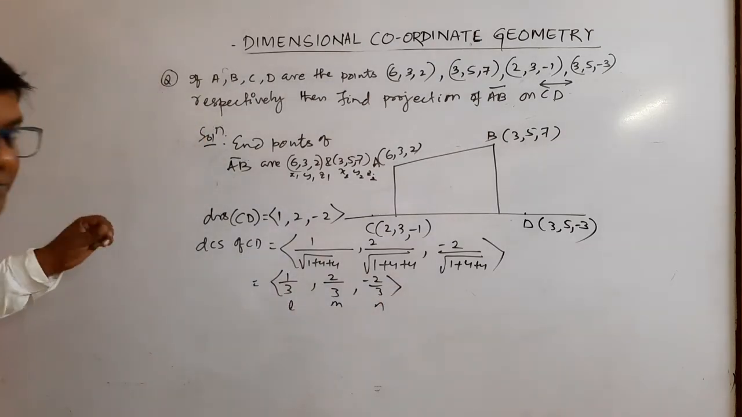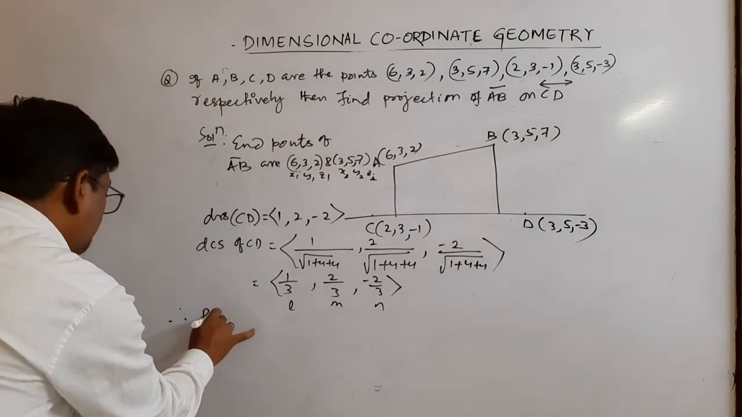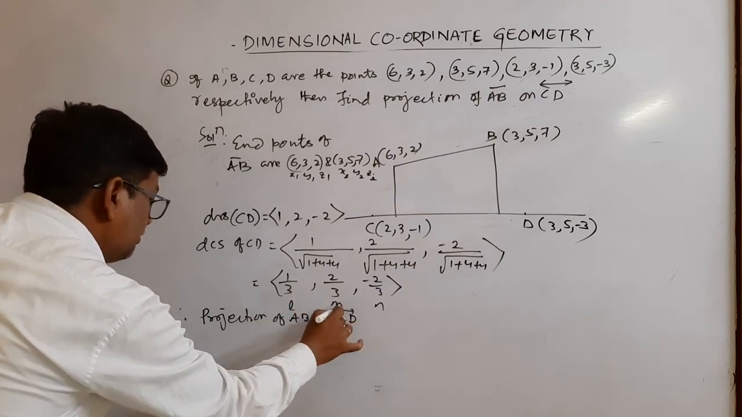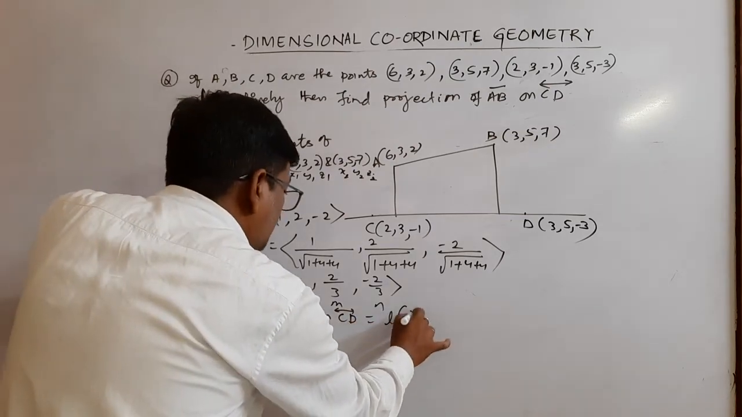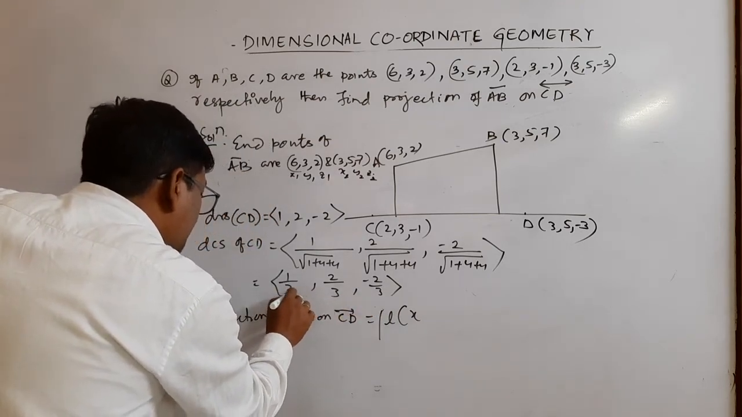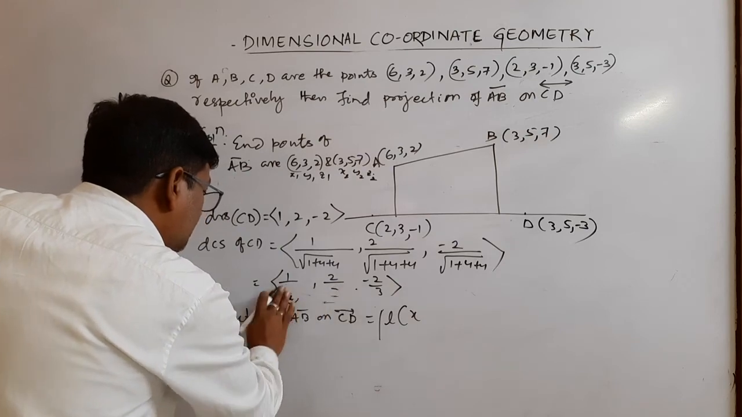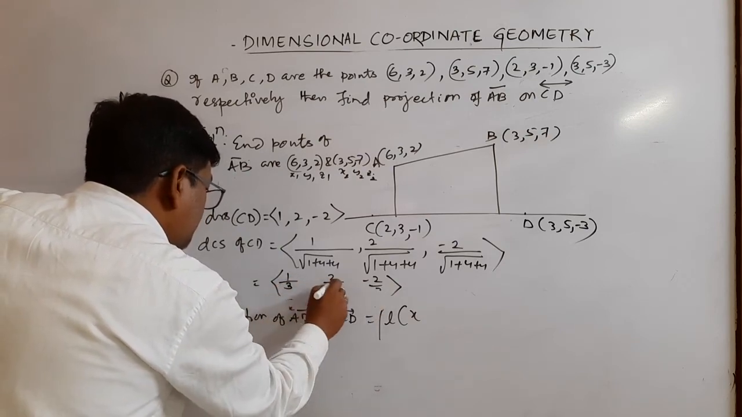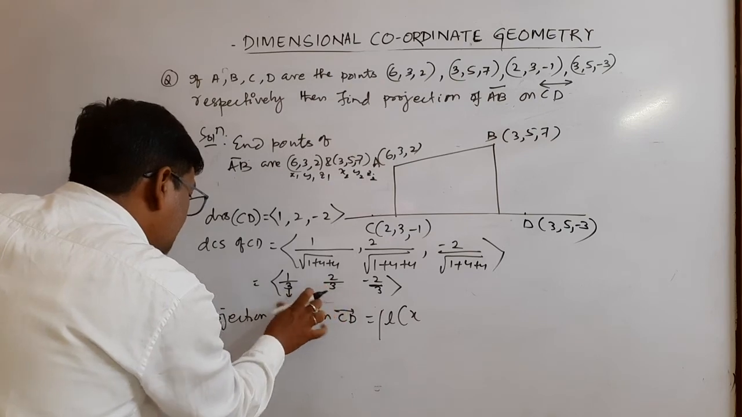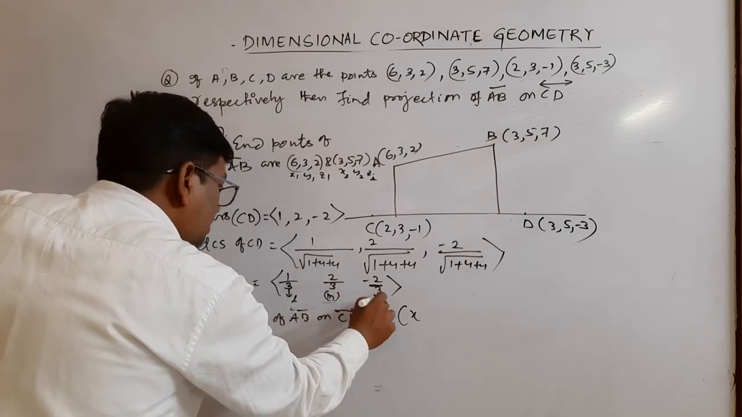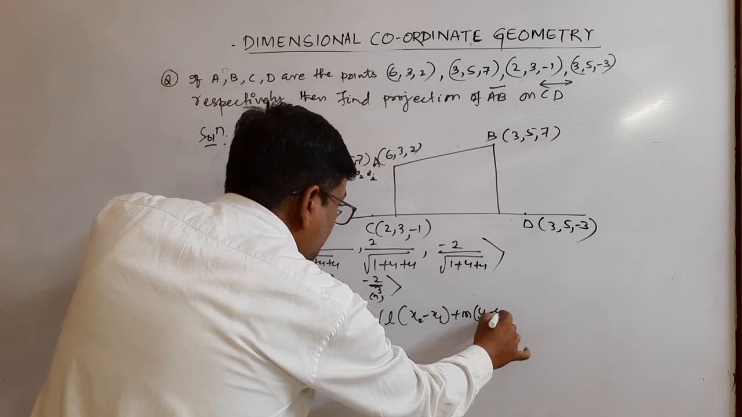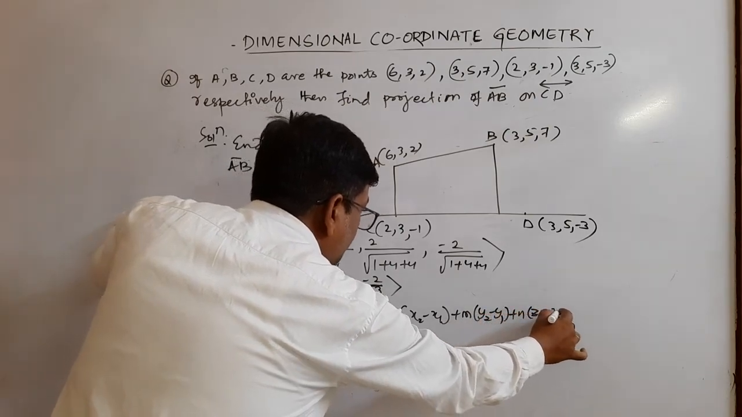Now the projection formula. Therefore projection of AB on line CD is equal to mode of l into x2 minus x1 plus m into y2 minus y1 plus n into z2 minus z1. This is l, this is m, and this is n, clearly 1 by 3, 2 by 3 and minus 2 by 3.